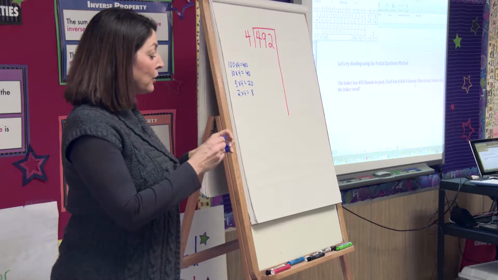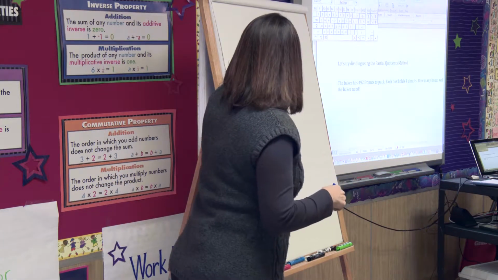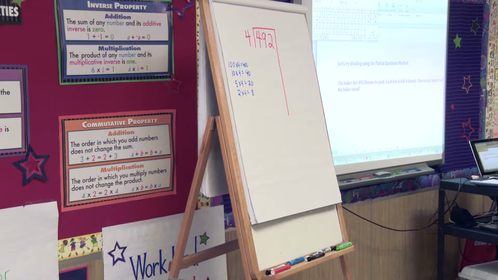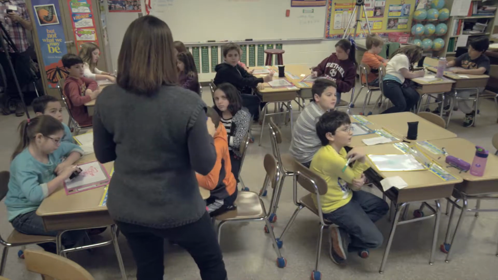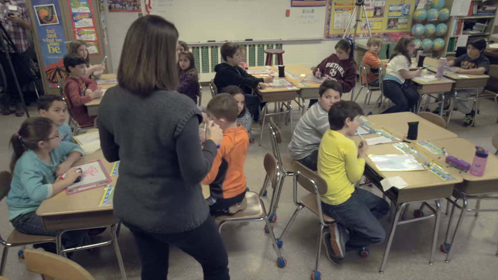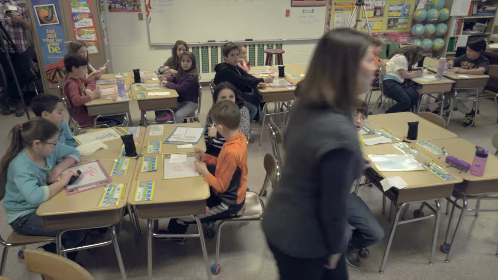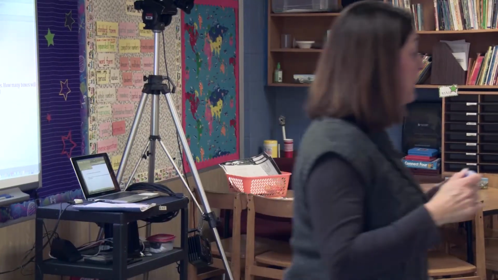So what I want you to do is work with your partner right now, and we'll do this together. If you're thinking, I need to know how many 4s are in 492, what do you need to do first? We don't know? We're not sure? Tell me what I should do first. How about that? You tell me. What should I do first? I need to make boxes.